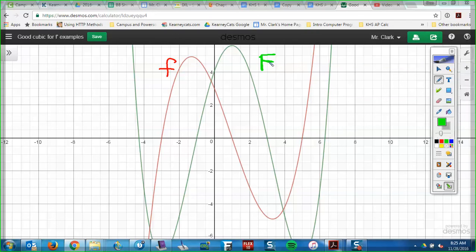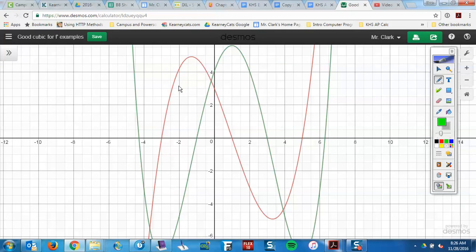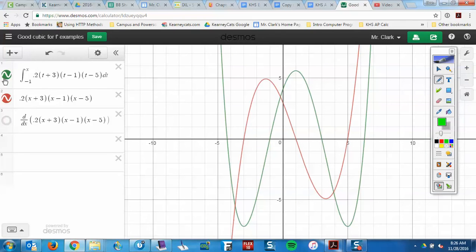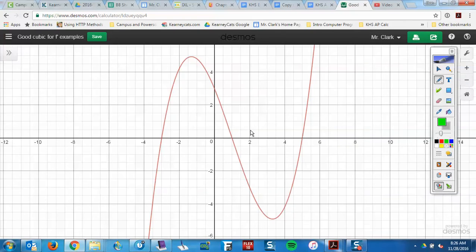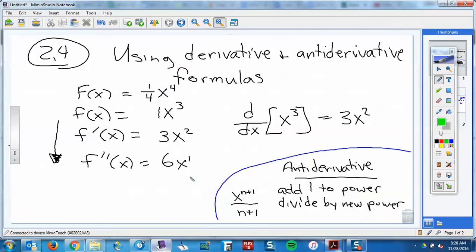Big F, right? So I could have called the red graph F prime earlier, and then we said the green was F, but I could have called the red little f, and then the green would have been big F, the antiderivative. Okay, so just some thoughts there on some notation.